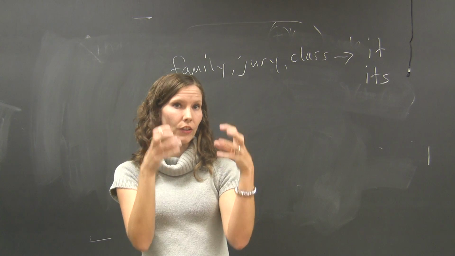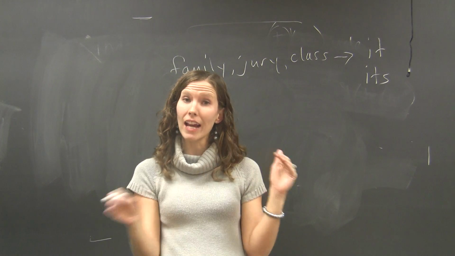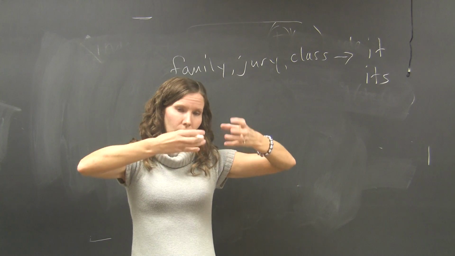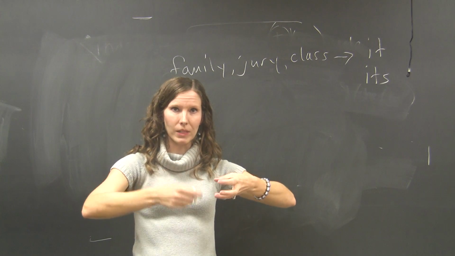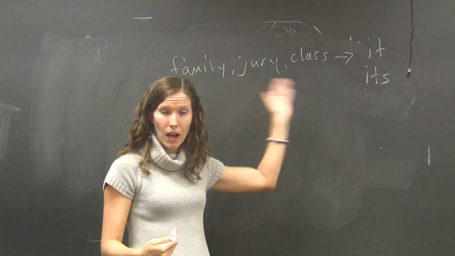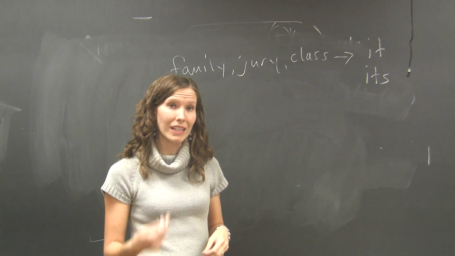Class is a singular thing. The jury made its decision. Singular thing, not their. Jury is referring to a unit working as a cohesive group, so it would be its instead of their. So that's the rule with collective nouns. It's singular and it's a thing, so the pronoun that goes with it is it or its.